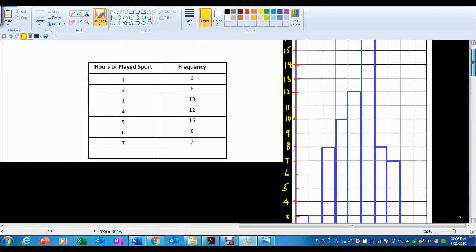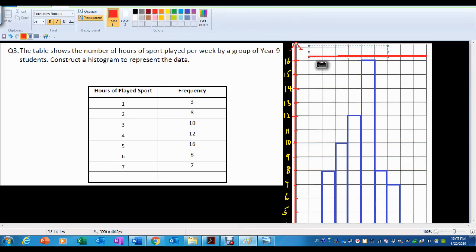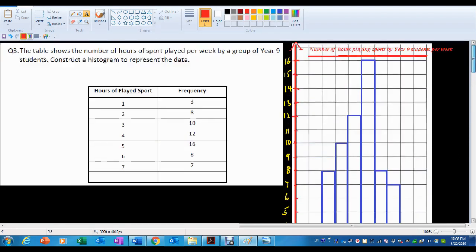Sometimes you might want to write a title right here. So this graph shows the number of hours of sport played by year 9 students per week. You possibly need to use a small font. So here's the title of the histogram.